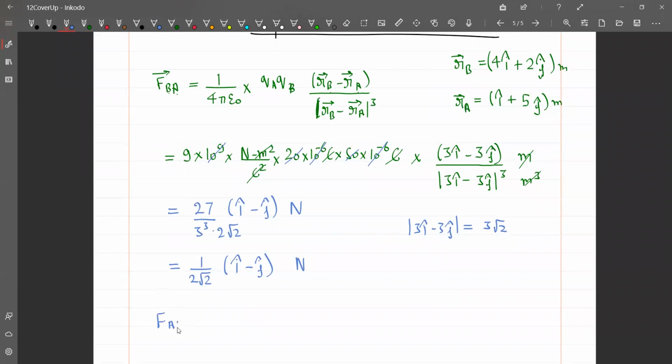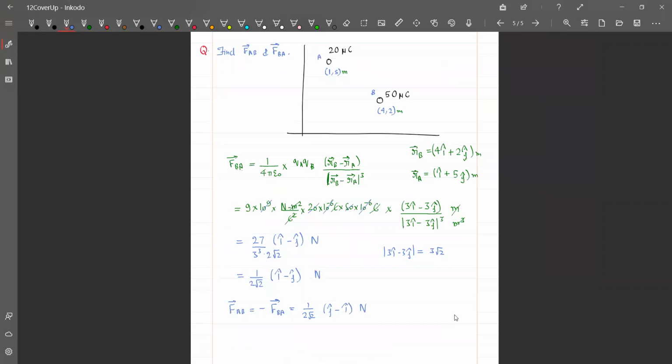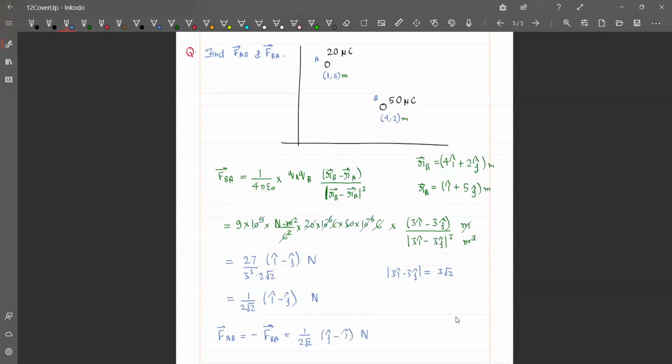And if I want to calculate force on A due to B, that is just the negative of force on B due to A. So that will be 1 by 2 root 2 (j cap minus i cap) newton. So we can use this simple formula to find the Coulomb force in vector form.